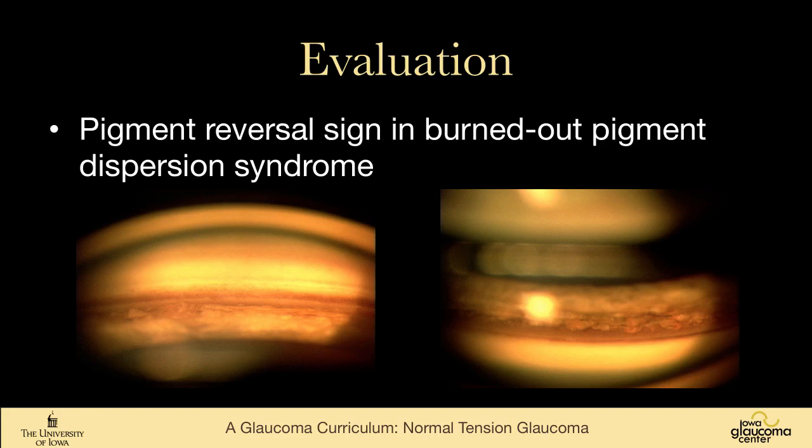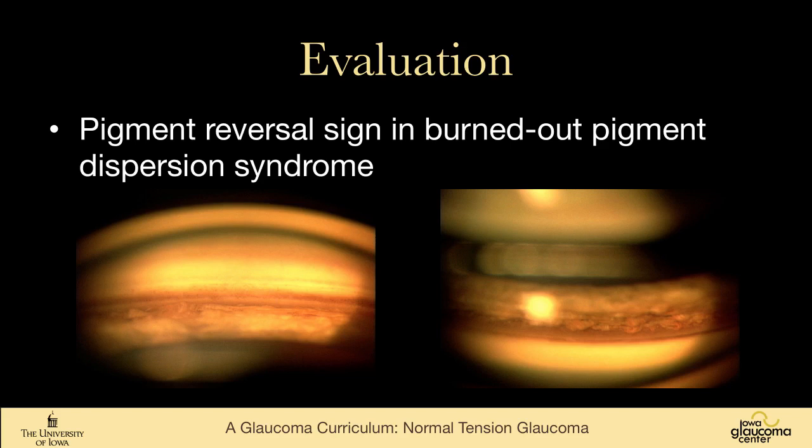It was never diagnosed. The pigment has cleared and stopped dispersing, and now he's left with optic nerve damage and visual field loss, and comes in with the diagnosis of normal tension glaucoma. But my assumption in this person is that he had high pressures in the past, and what we're seeing is old damage. Sometimes in these people with burned out pigment dispersion syndrome, one will see reversal of pigmentation in that there's more pigment in the upper angle than in the lower angle.